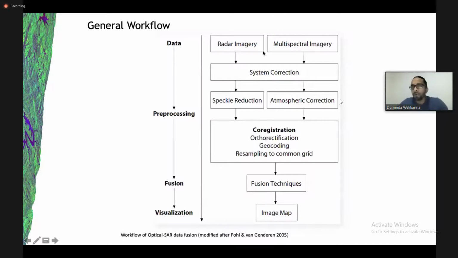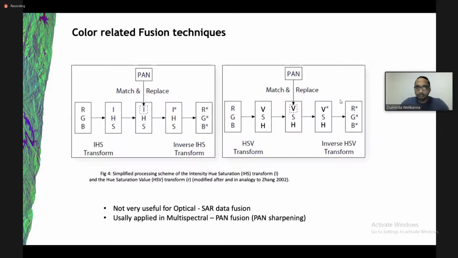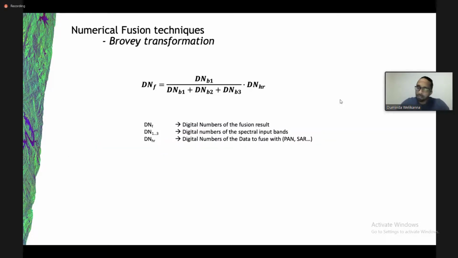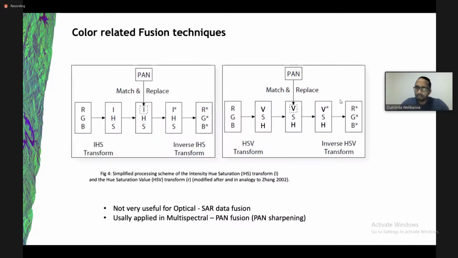Normally the general workflow, if you have a radar image and a multispectral image, you know in the beginning of the lecture I said that their geometries are different. So we want to fuse them. We do a system correction, we do noise reduction, we co-register, and we fuse. And we get the image, right? I will just go through some fusion methods, but I will take one or two, not everything.